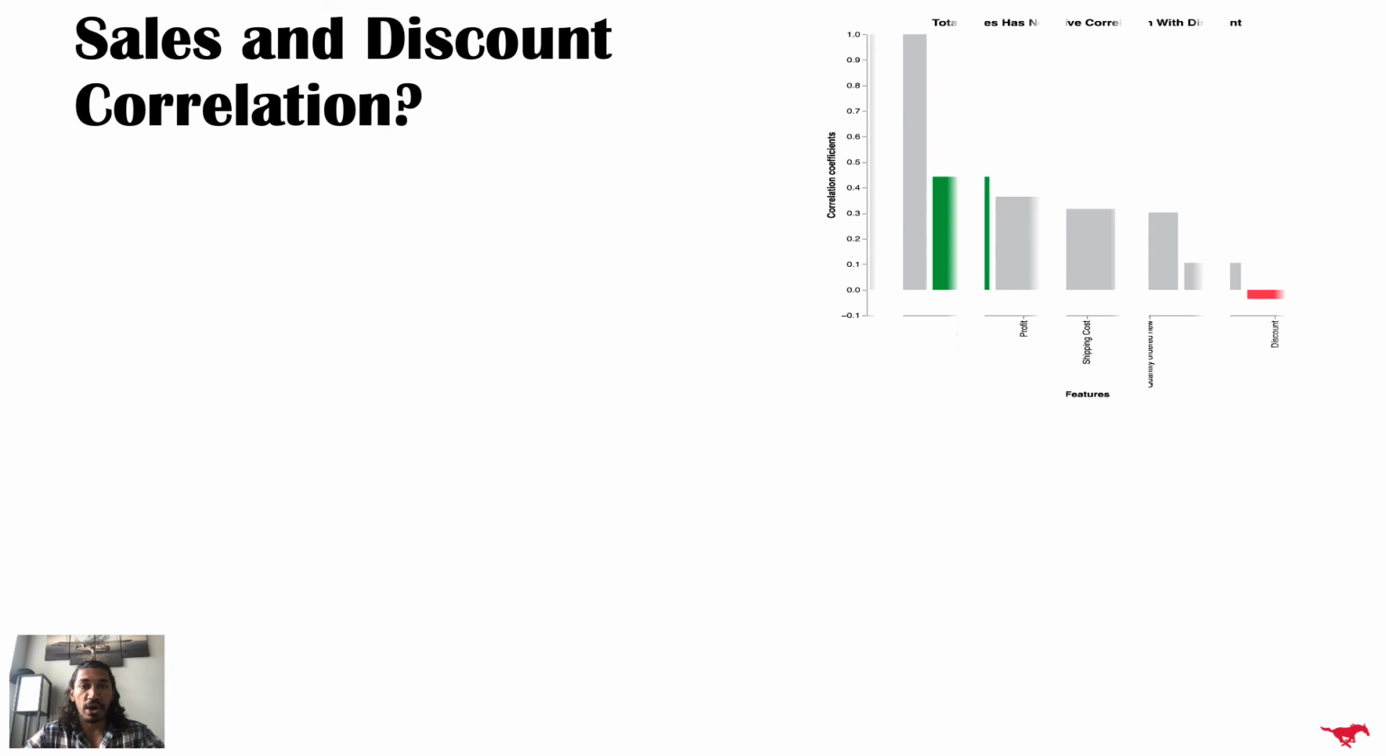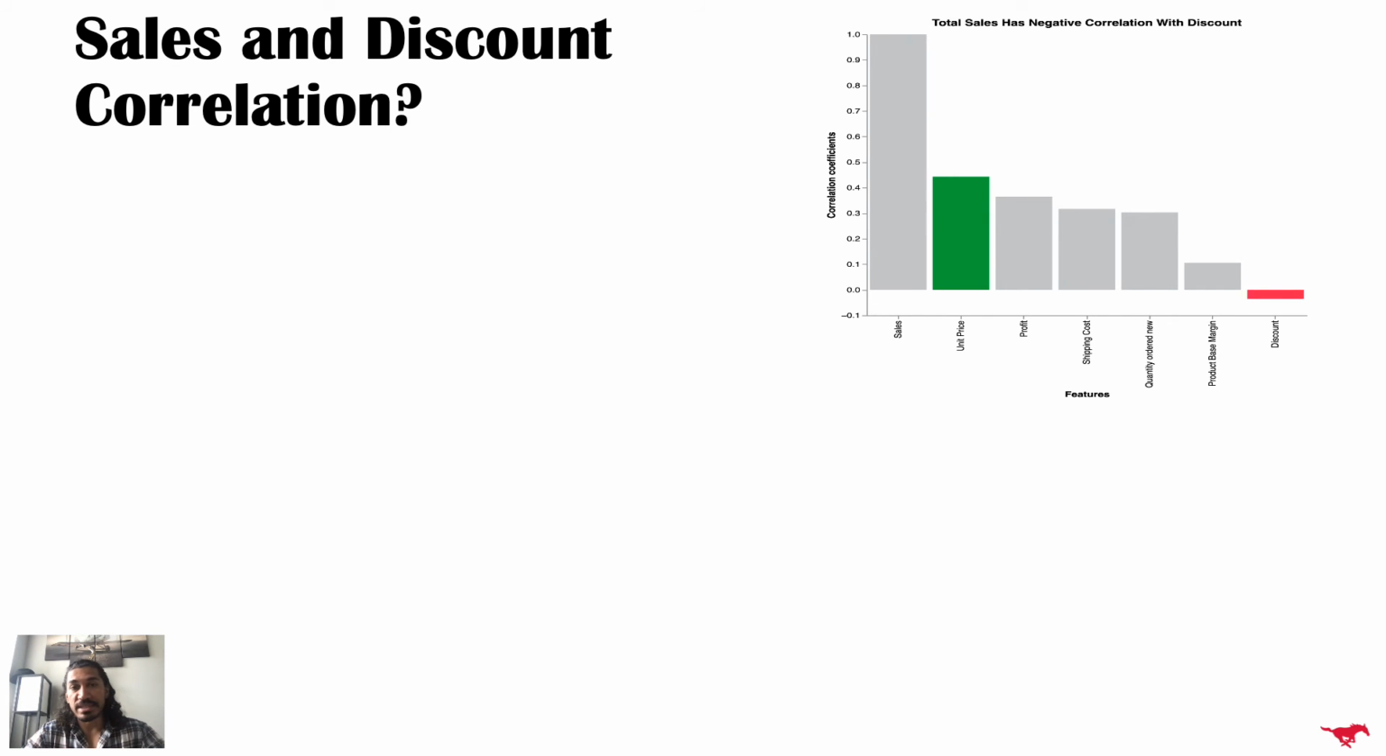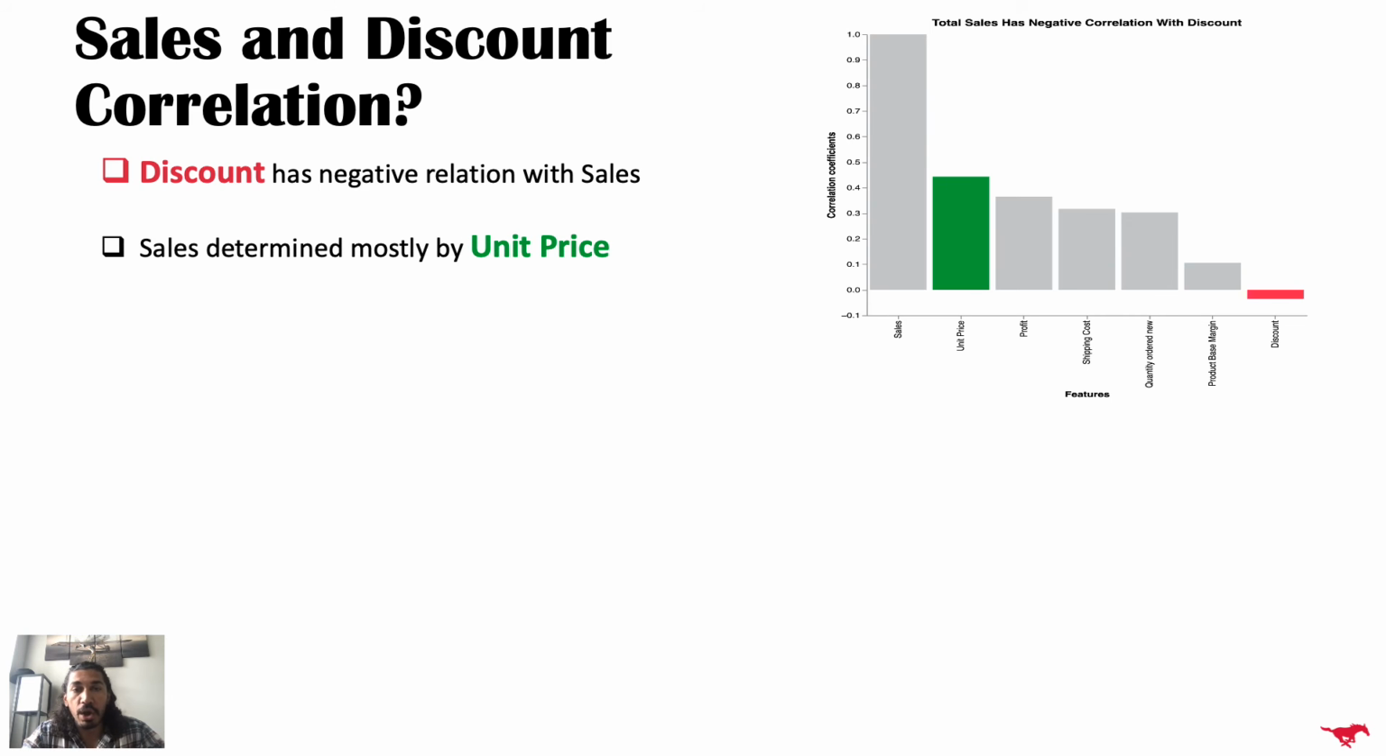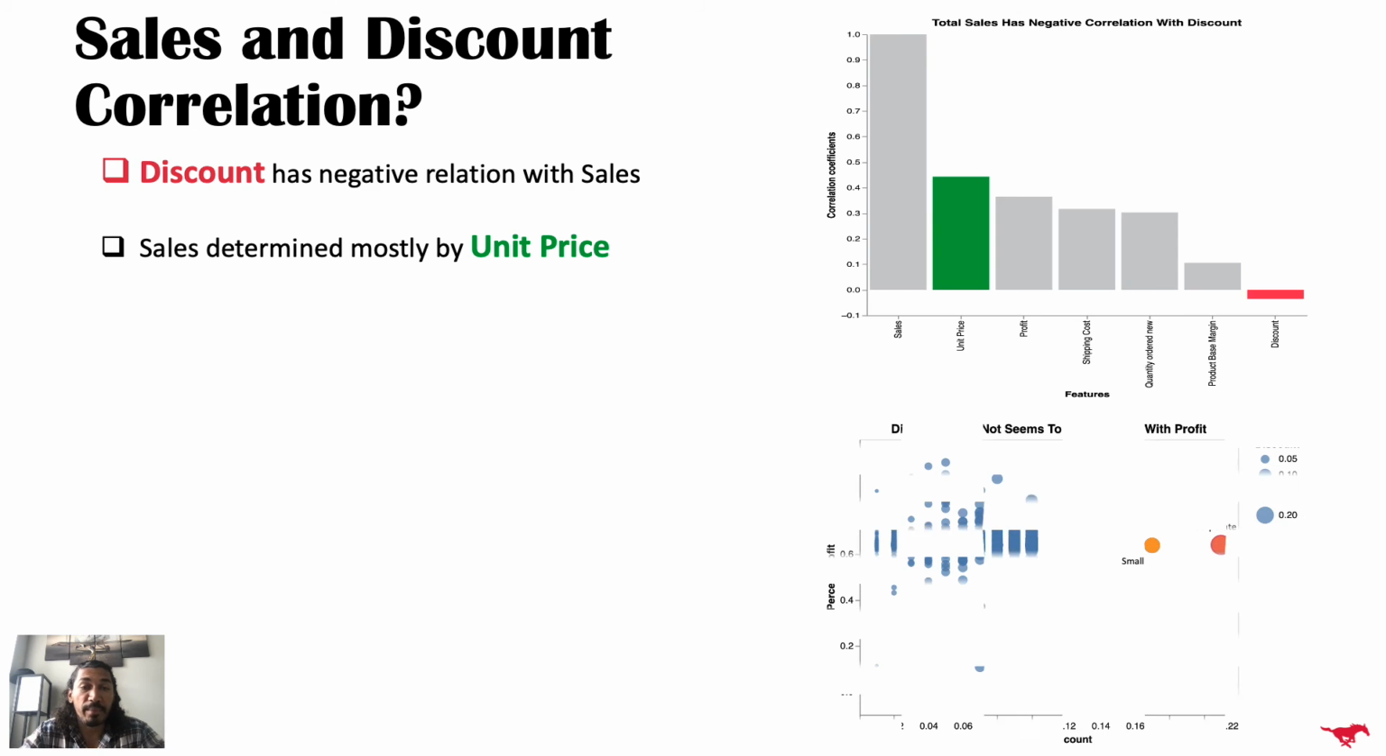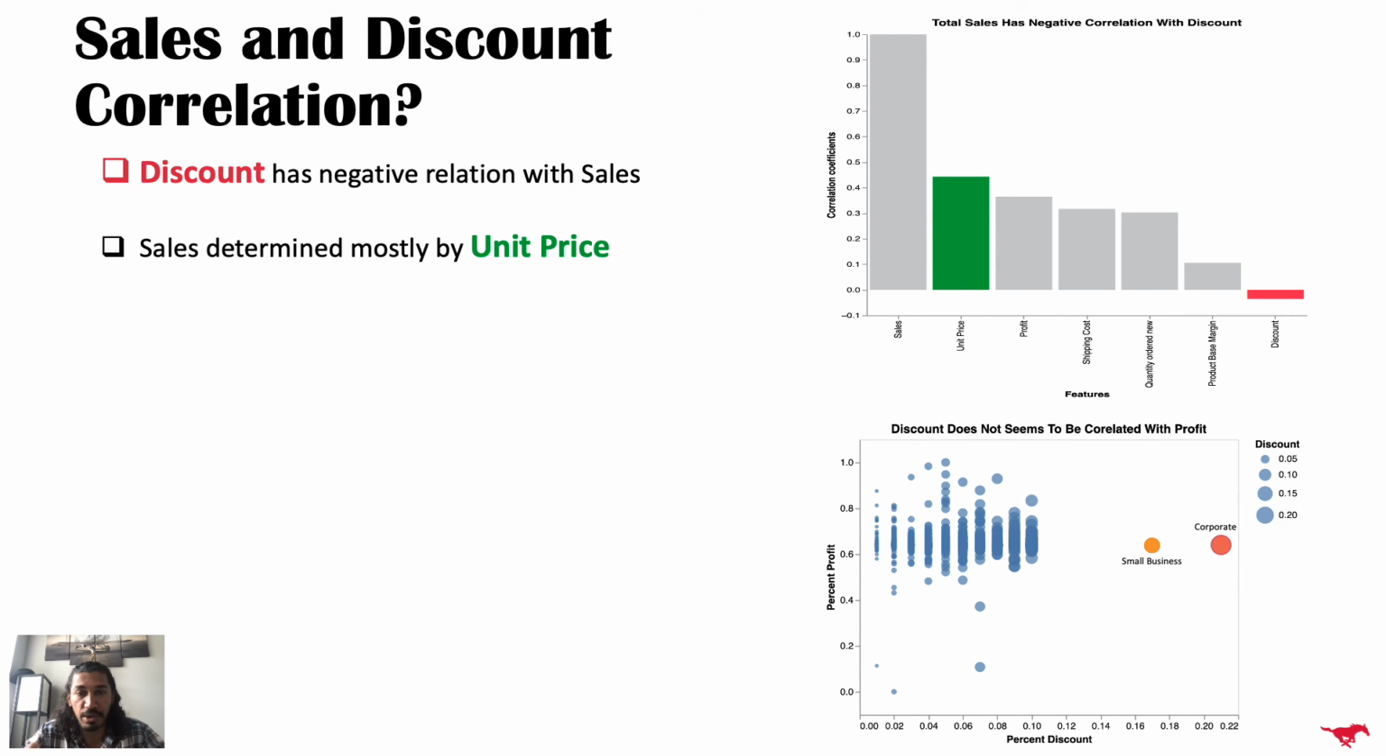Now, this is an interesting chart. Here we're trying to see the relationship or the feature that we need to focus on in order to increase our sales. The top performing feature is actually the unit price. But another thing here is that for sales and discount, there is actually a negative correlation between the sales and the discount. So discount has no such relationship with how much sales we make. And also looking at this scatter plot, the discount and the profit percent, we see that there is no such relationship between the discount we give to the customers and the profit we bring.